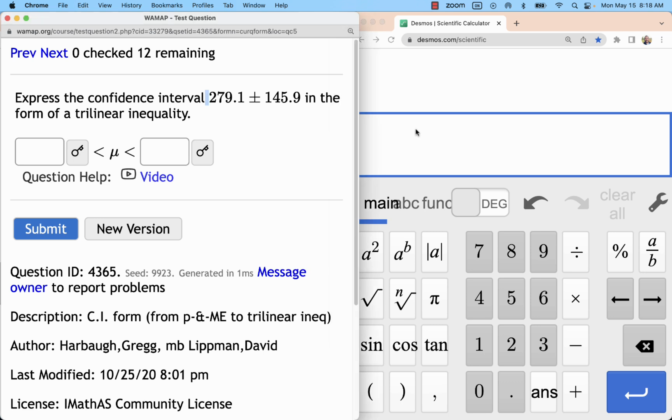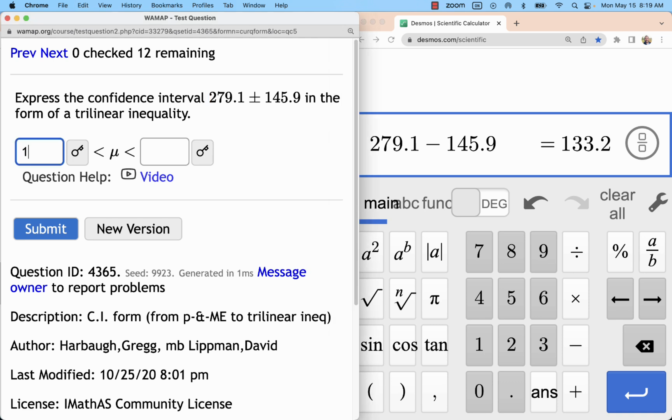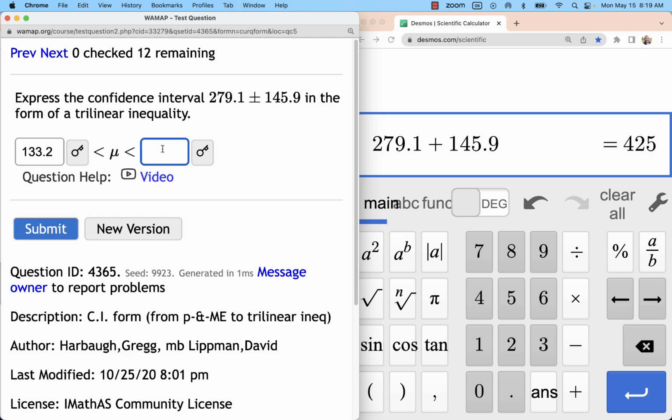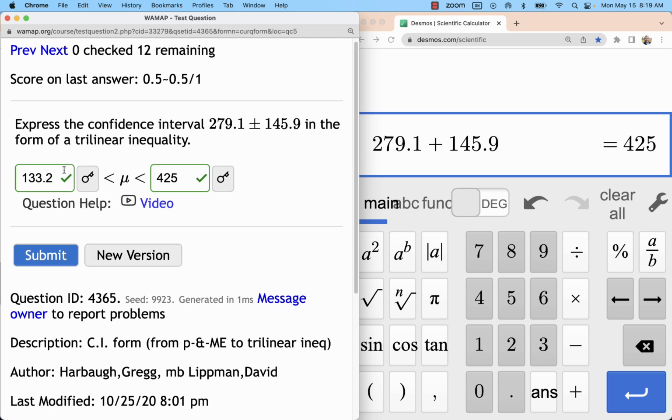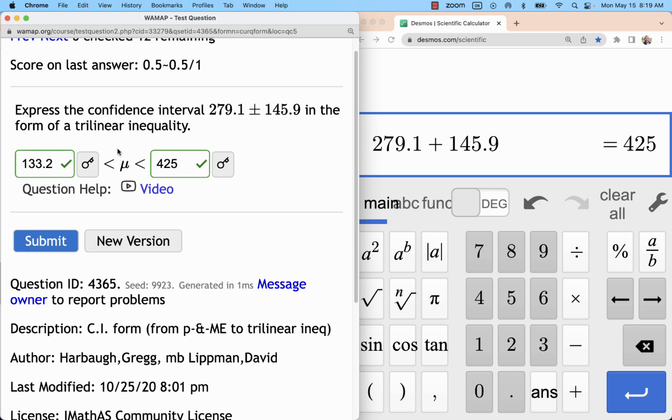We will first subtract the two. This is the lower end of where we think the population mean will be. And then we go and add the two numbers to find the upper limit. And that will be our confidence interval with a certain level of confidence.